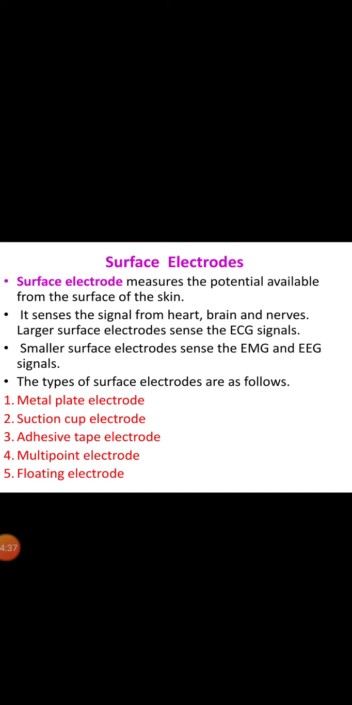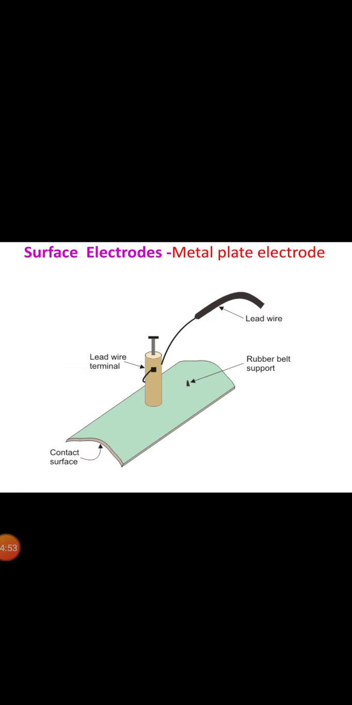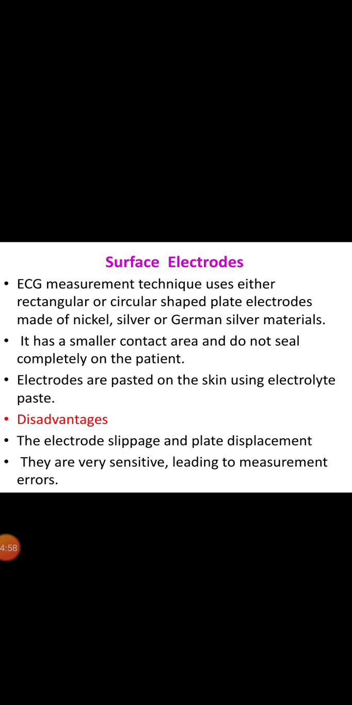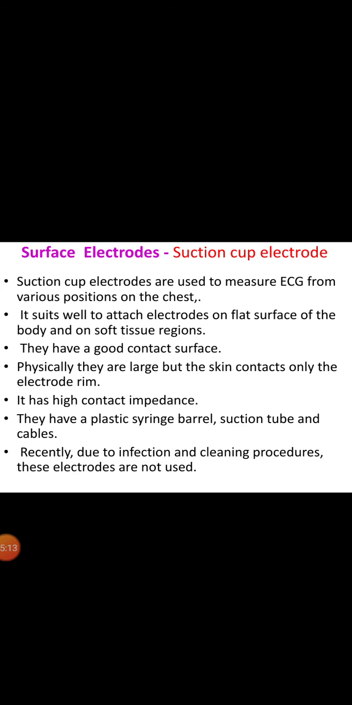The next category is surface electrodes. Surface electrodes measure the potential available from the surface of the skin. There are five types of surface electrodes, as you can see in this slide: metal plate electrode, suction cup, adhesive tape, multi-point and floating electrodes. The diagram below shows the metal plate electrode. Metal plate electrodes are rectangular or circularly shaped, but they have a small contact area and do not sit completely on the patient. The main disadvantage is that slippage makes them very sensitive, leading to measurement errors. So nowadays these are not used.